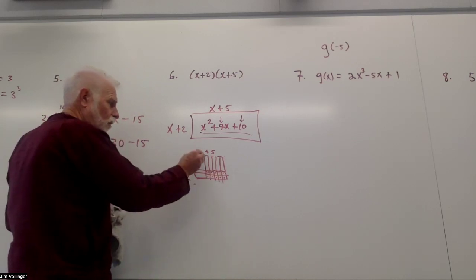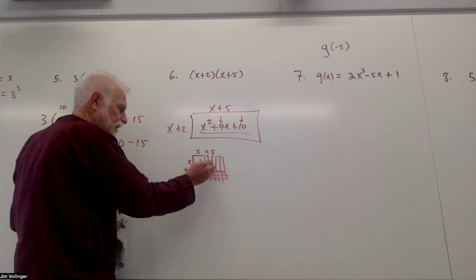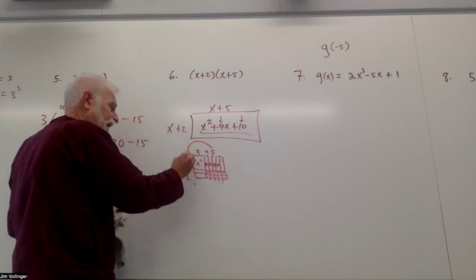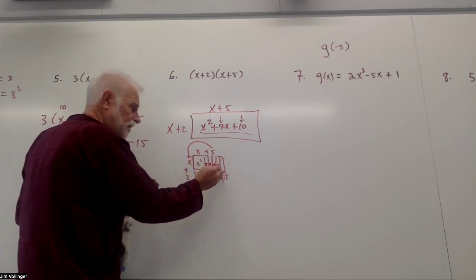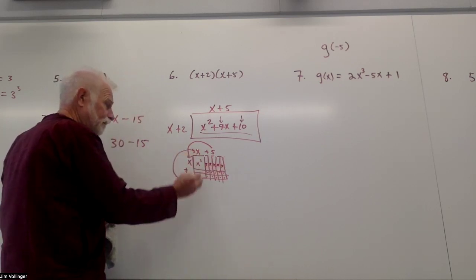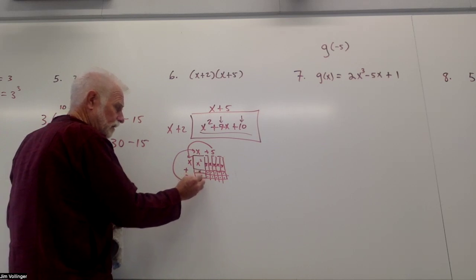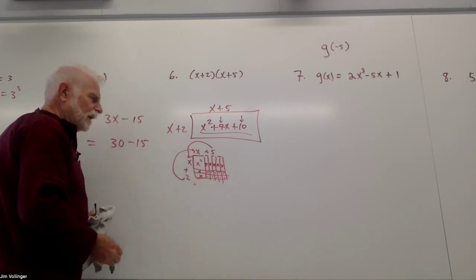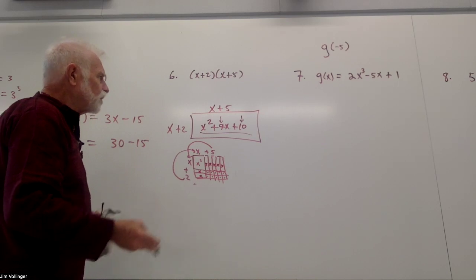We have 1 times x, another x, another x, another x. We have 5 of them. Well, I guess I just did 4. No, I did 5. And then we got 2 of them right here. And I think we discussed like terms in class today.